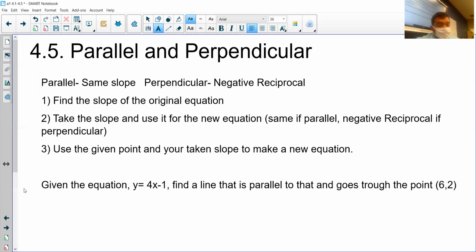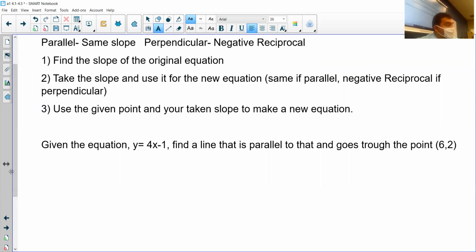So let's talk about our first question. I just typed it up. So given the equation, so I'll give you an equation. This is your original equation: y equals 4x minus 1. Find a line that is parallel that goes through the point (6, 2). I'm going to step through it using the steps. You could try it yourself, but you just have to go ahead of me. So find the slope of the original equation.